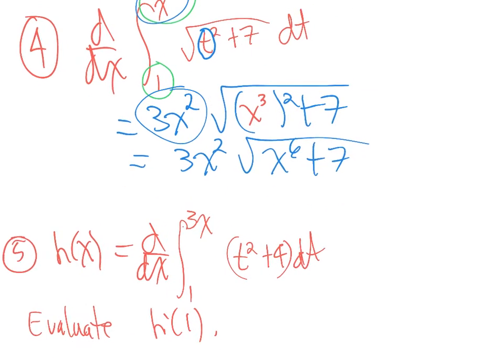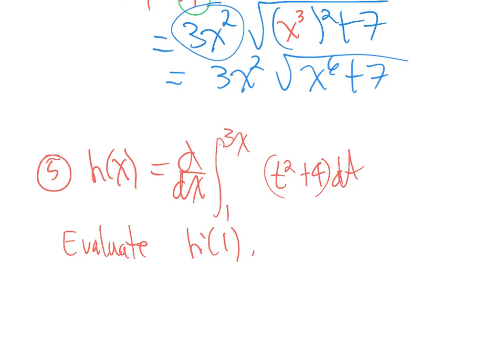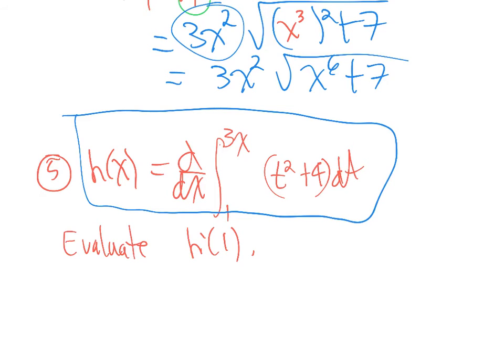Okay, one last question. So we're going to define h of x as this function. Okay, we're defining a new function. And then we want to evaluate h prime at 1. Sorry. That's h of x, and then we want to get h prime at 1.